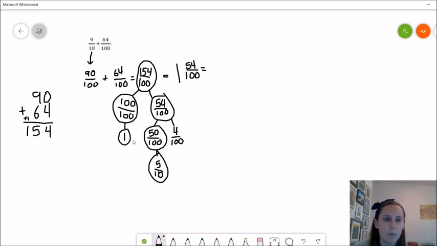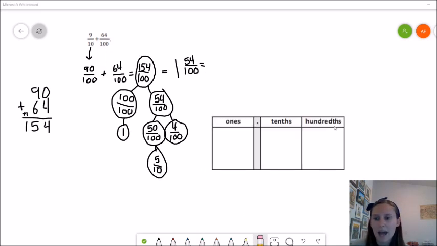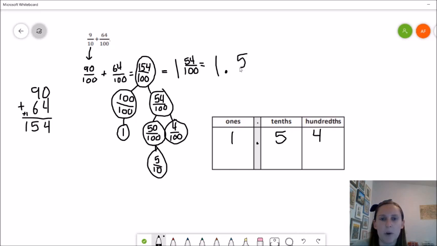So now I've got my ones, my tenths, and my hundredths, and I would be able to write this as a decimal using a place value chart. I have my place value chart, and now I can write my number on my place value chart. I see that these 100 hundredths makes 1, 50 hundredths makes 5 tenths, and 4 hundredths. So as a decimal, my 1 and 54 hundredths would be 1.54, which is 1 and 54 hundredths, or 1, 5 tenths, and 4 hundredths.